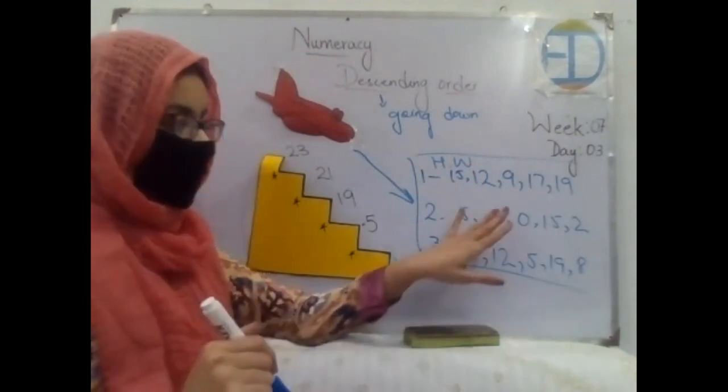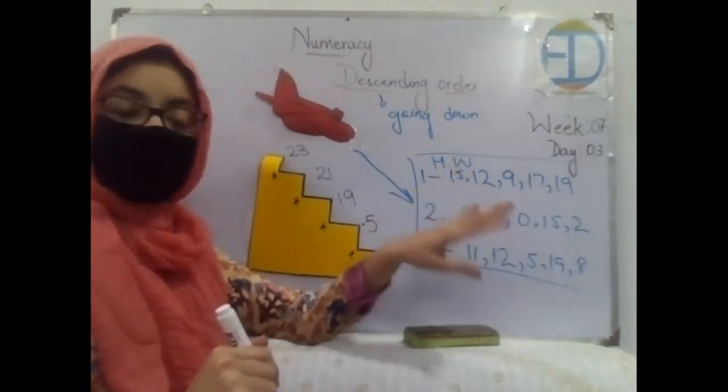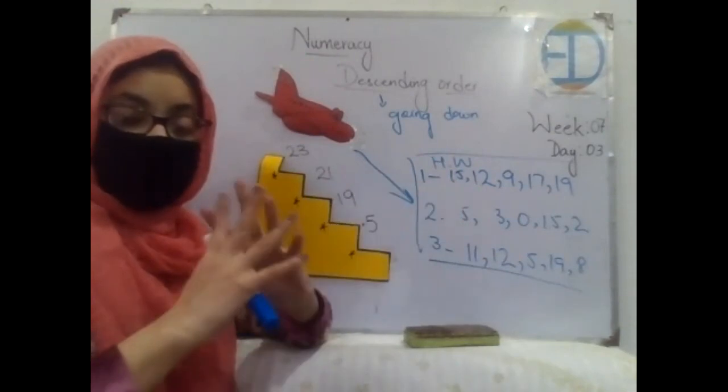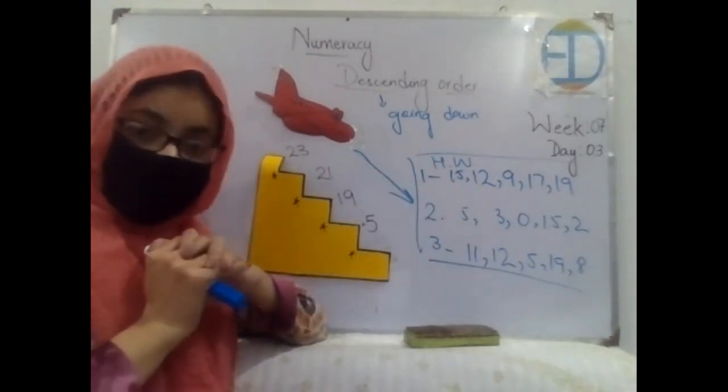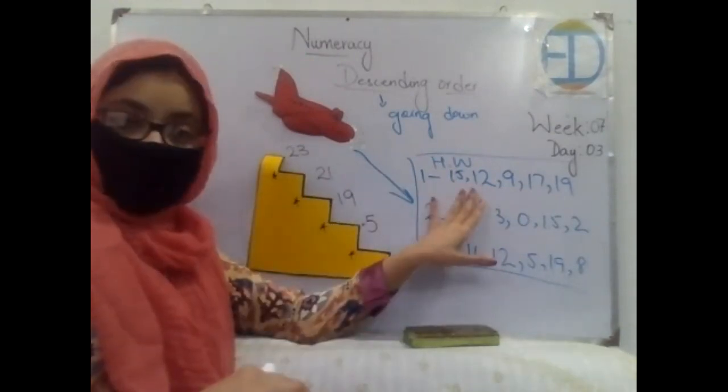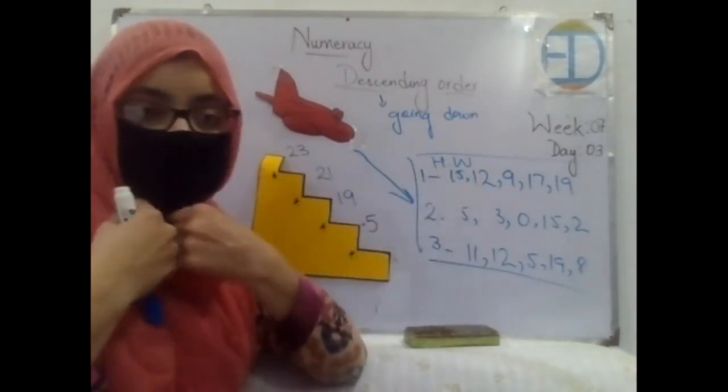So what you will do, you will first recognize which is the highest number, which is the lowest number, and then you will write the numbers that come in between that. Got it? Note, all of you have noted down on your notebooks.